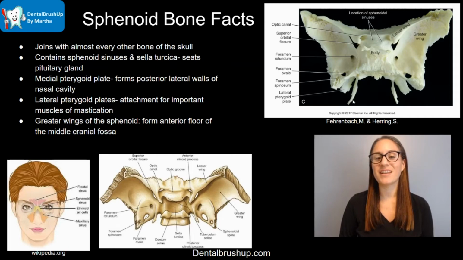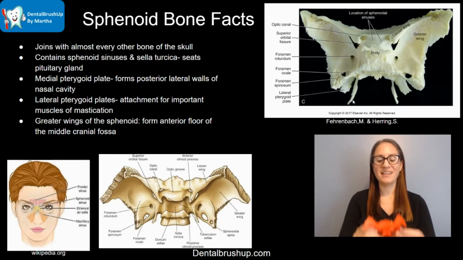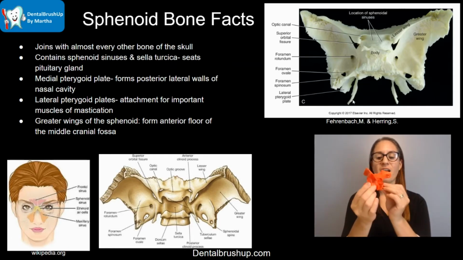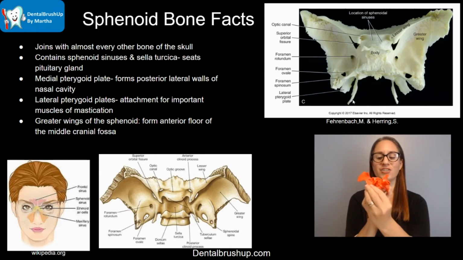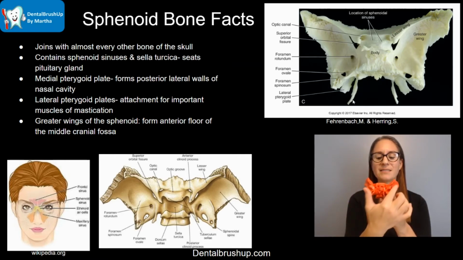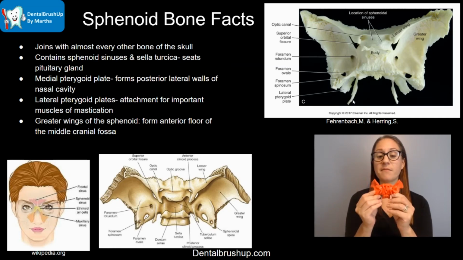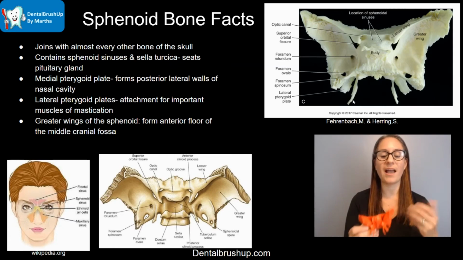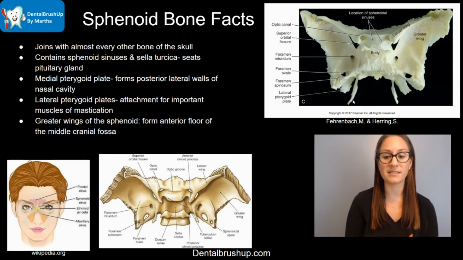Now let's take a closer look at some sphenoid bone facts. Here with me, I have the sphenoid bone. I actually took it apart from the rest of the skull so that you can see what it looks like. And it almost kind of resembles a little bat. It has a little bat-like appearance to it. And this is a very important bone because it joins pretty much almost every other bone in the skull. And it contains what's known as the sphenoid sinuses.